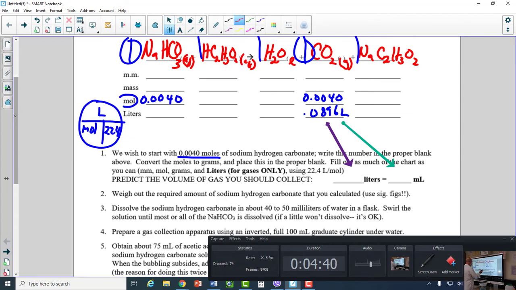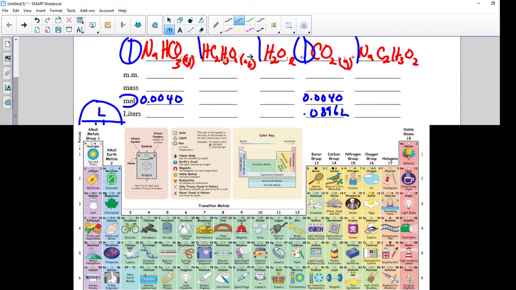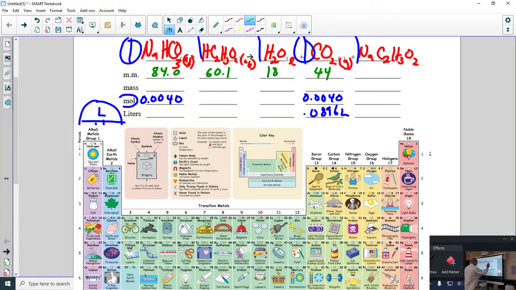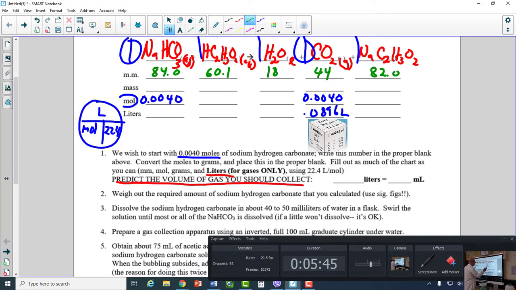All right, fill out as much of the chart as you can using liters for gases only, and predict the volume of gas that you should collect. Sodium hydrogen carbonate has a molar mass of 84.0 grams per mole. Acetic acid's molar mass is 60.1 grams per mole. Water is 16 plus 1 plus 1 is 18 grams per mole. I've got that memorized. Carbon dioxide is 44 grams per mole, and sodium acetate is 82.0 grams per mole. None of these are gases except for the CO2, so I'm not going to write anything there or there or there or there for liters. Only this one, because that's the only gas that we have.